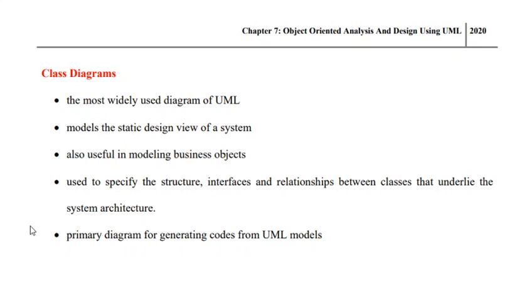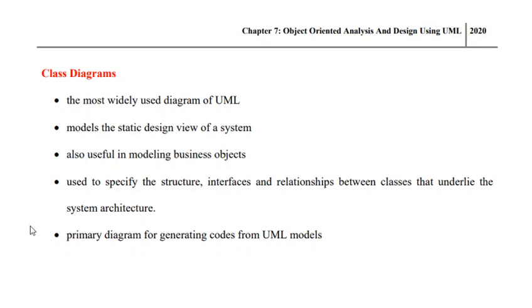So, in today's class, we are going to learn about the class diagram. Now, the class diagram is one of the widely used diagrams in UML that is capable of modeling the static design view of a system, something that does not change with time. Also, it is useful for modeling various business objects that are participating in the realization of a business process.